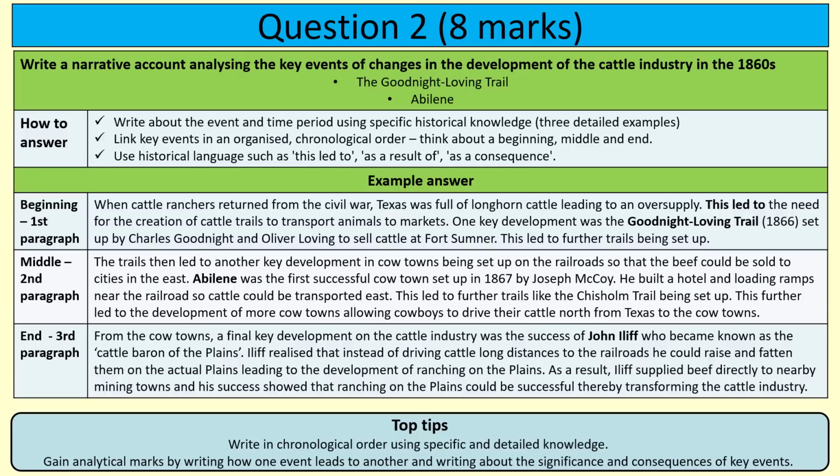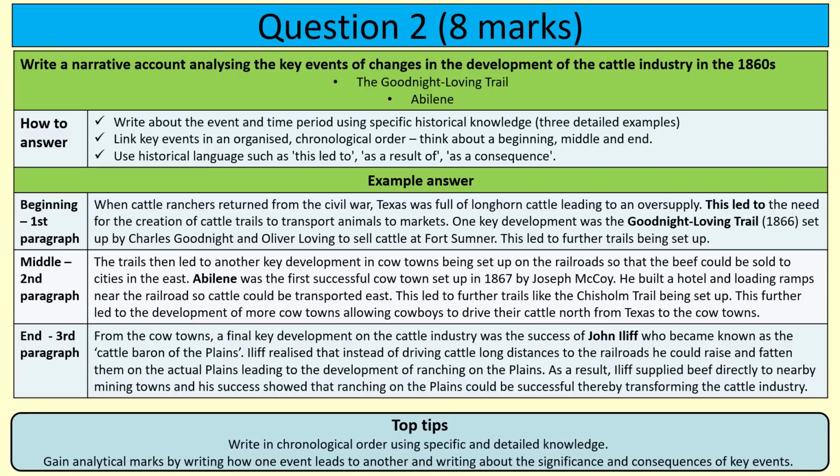Abilene was the first successful cow town set up in 1867 by Joseph McCoy. He built a hotel and loading ramps near the railroad so cattle could be transported east. This led to further trails like the Chisholm Trail being set up. This further led to the development of more cow towns, allowing cowboys to drive their cattle north from Texas to the cow towns. Third paragraph.